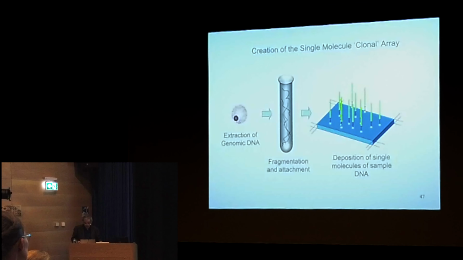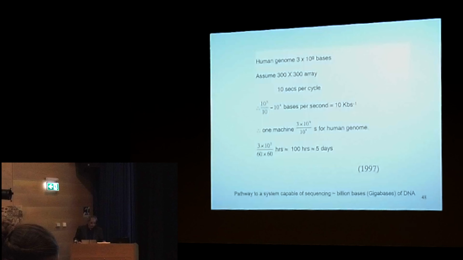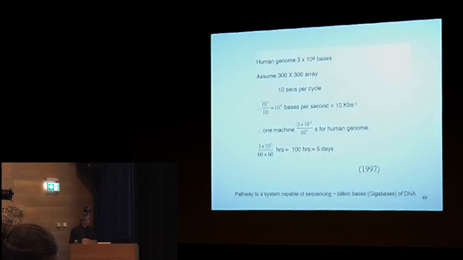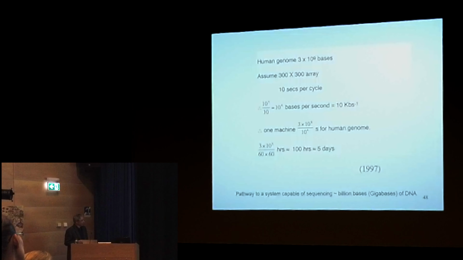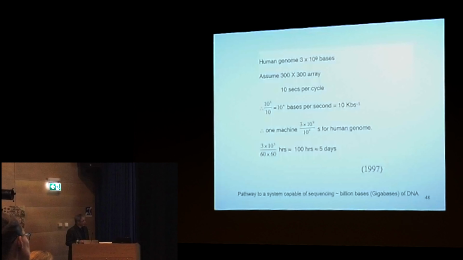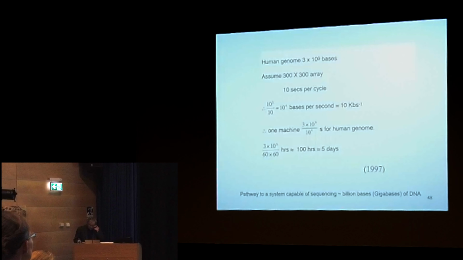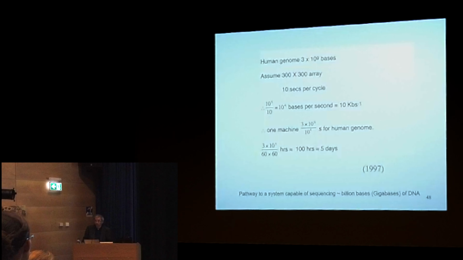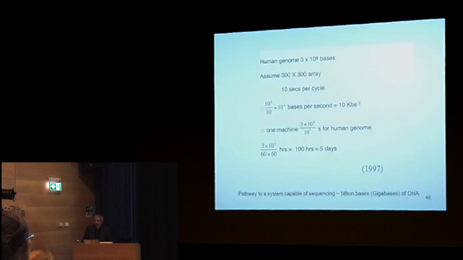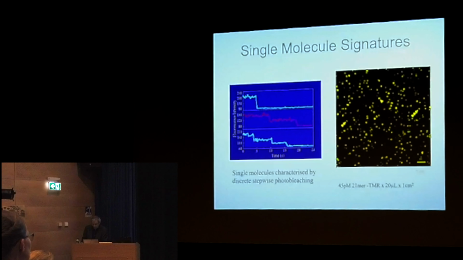So if you do a simple calculation, there are 3 billion bases in the human genome, we'll assume there are 300 by 300 single molecules in our array, and we'll assume it takes 10 seconds to image them. So you can sequence at about 10 to the 4 bases per second. So one machine would take 5 days in order to sequence a human genome. So that was the idea. It meant that we could sequence billions of bases of DNA much more rapidly than the current technology.